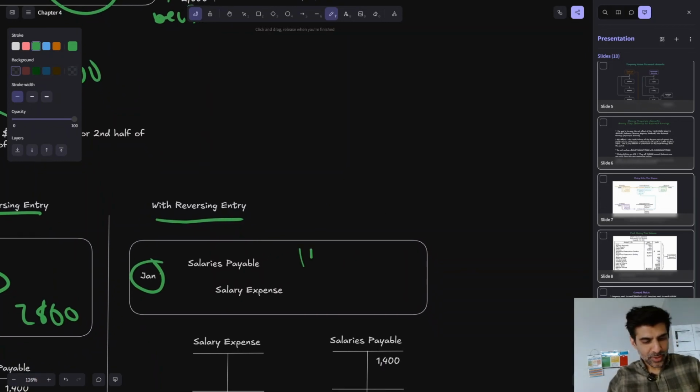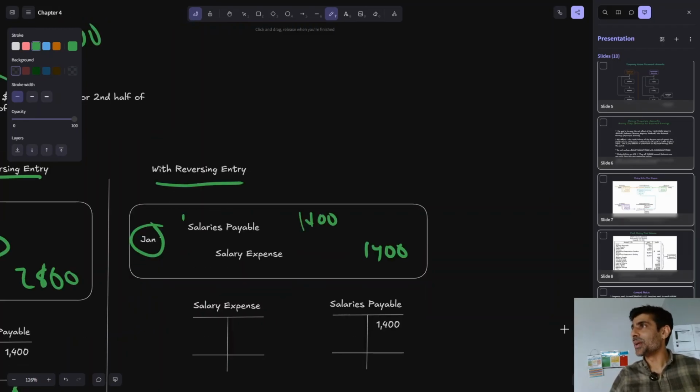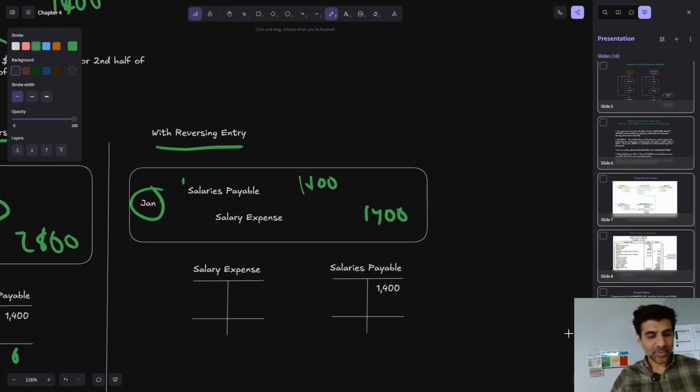We're going to have 1,400 here. A debit to a liability. This is like something weird, okay? And we have a credit to an expense. So there is something a little off here, but it's okay. It's going to work out. We'll see this in a second.